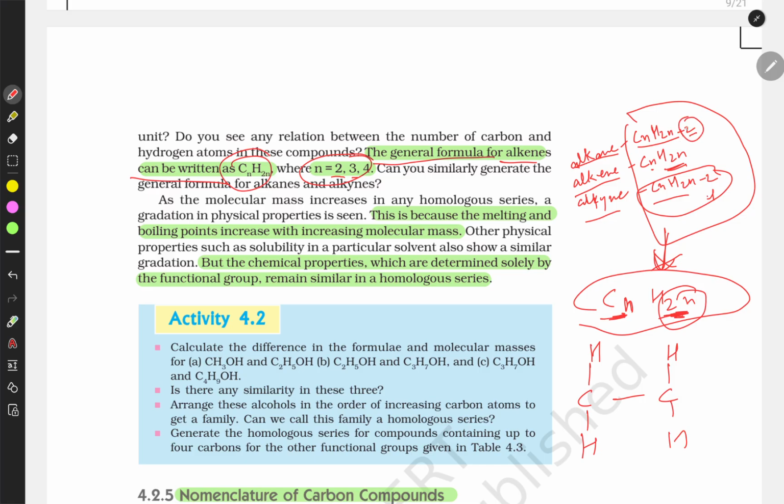Now what happens in the alkane? There it is CnH2n+2, so 2 atoms are extra. What are those 2 atoms? The corner atoms are extra, because the middle one is complete. Suppose this is the middle one, and these are the corner atoms. Their valency is still incomplete, so they will need one more hydrogen atom. This is why, in the case of single-bond alkanes, there is a +2 along with the CnH2n.